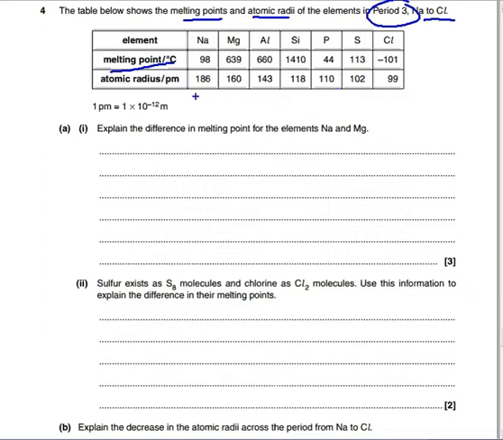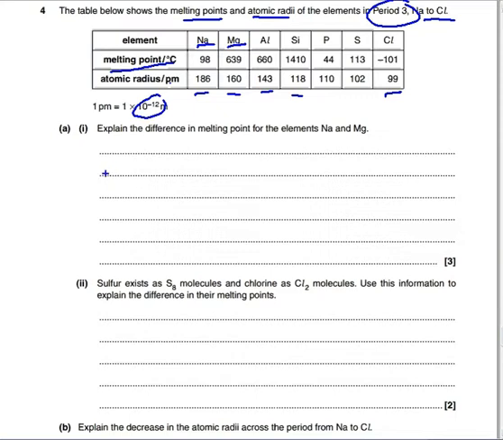Then we look at atomic radii. Smaller, smaller, all the way to chlorine. So 1 picometer, the pico is 1 times 10 to the minus 12 meters. I am not going to explain to you what that means. Explain the difference in melting points for the elements sodium and magnesium.